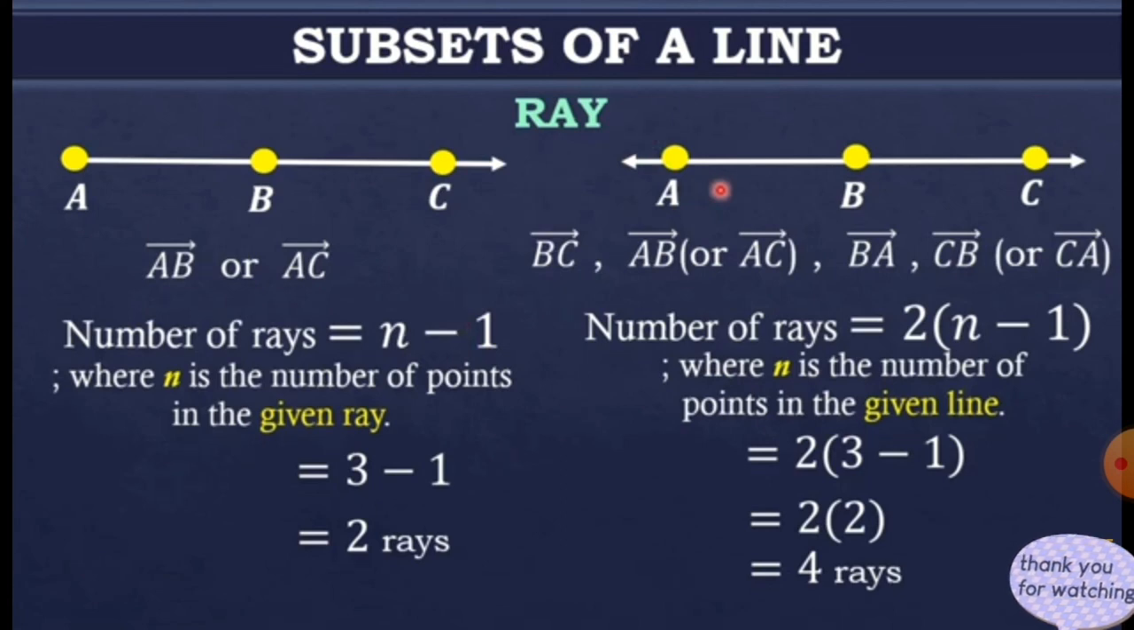Okay? So, yung iba naman, ito ang ginamit para makuha yung bilang ng rays dito. Pero, hindi naman to line. Okay? So, ito po ay para lang po kapag ang figure mo ay ray. Ito naman ay para po malaman kung ilang ang rays sa line. Okay? So, tatandaan po yan. Magkaiba po.